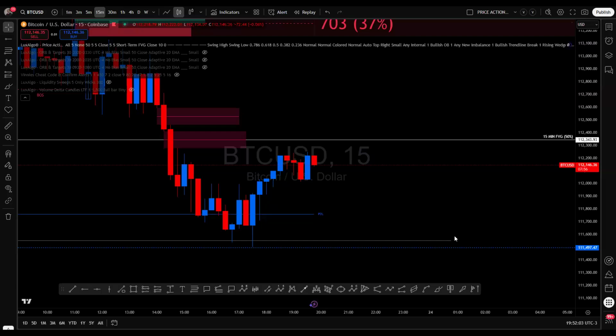Now, it's a possibility, because price kind of tested this fair value gap already and went down to here. So price might just test up to this area and then go down, unless price is ready to go bullish. But the only way we're going to know that is if price inverts this fair value gap and closes the bar. And we'll see.